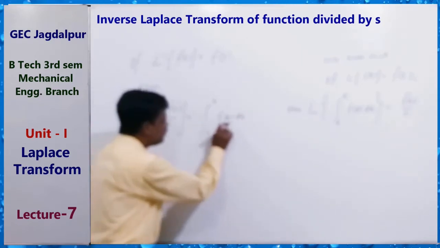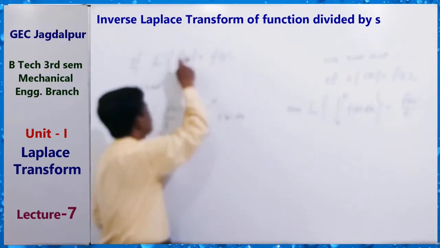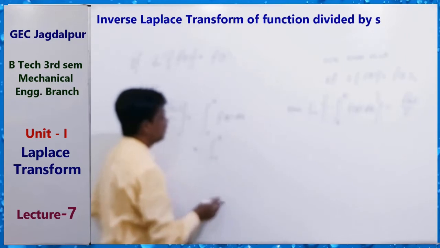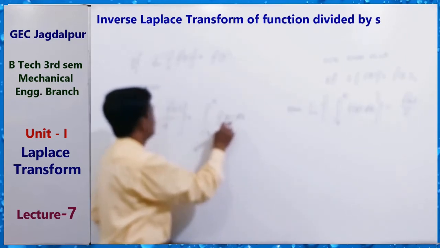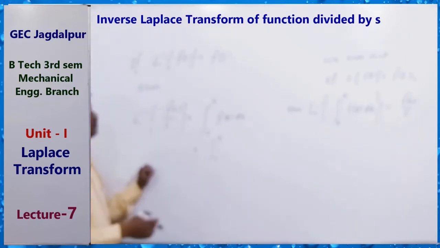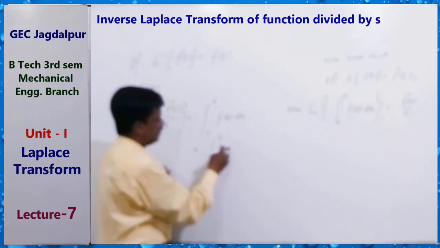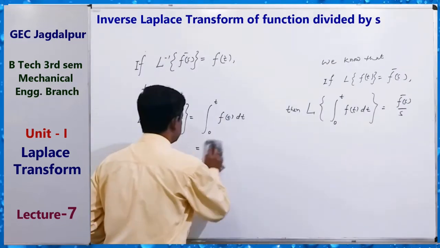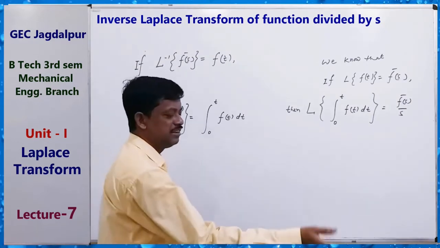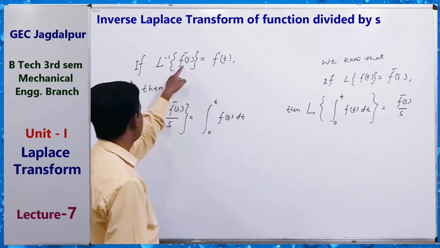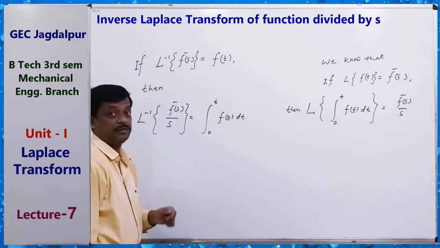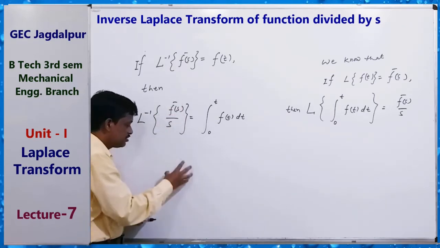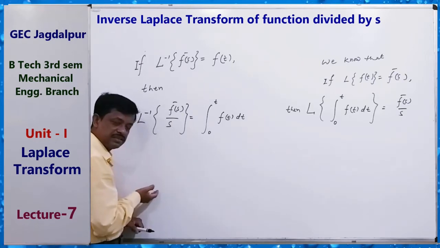Okay, Ft means what? L inverse of integral 0 to t of Ft. You can also write L inverse of this, or this is the formula. Just with respect to t, you have to only integrate. If we know L inverse of Fs, then we'll have a function of s divided by s.